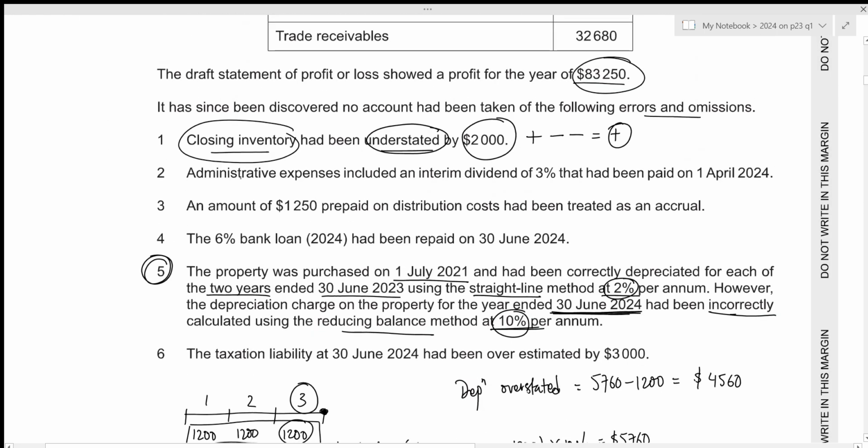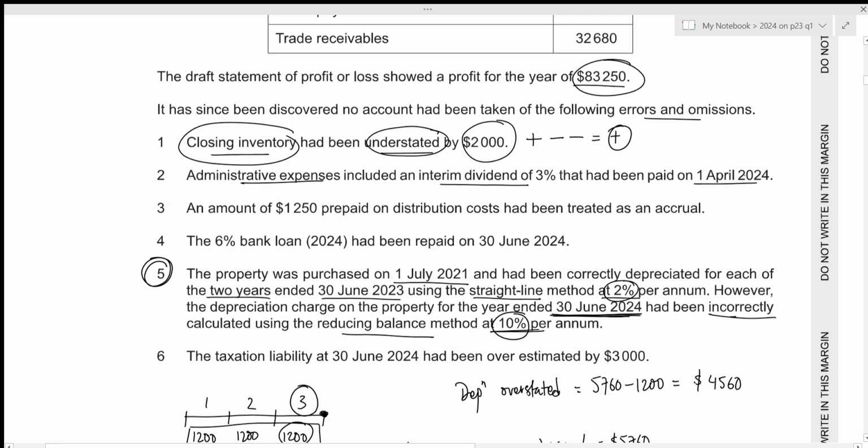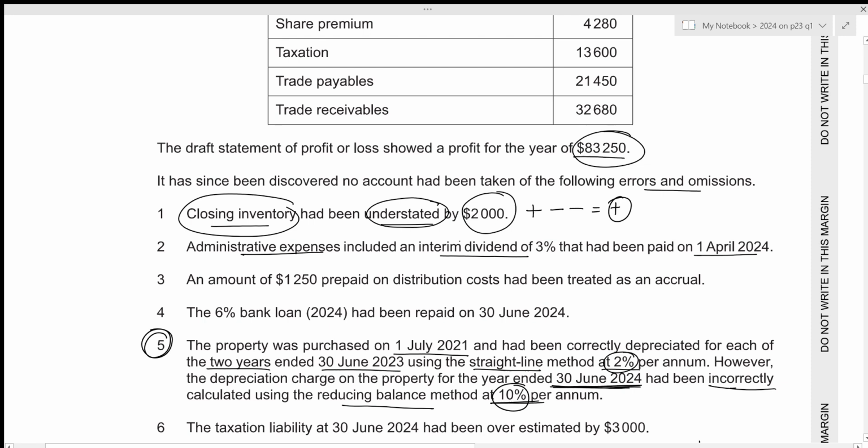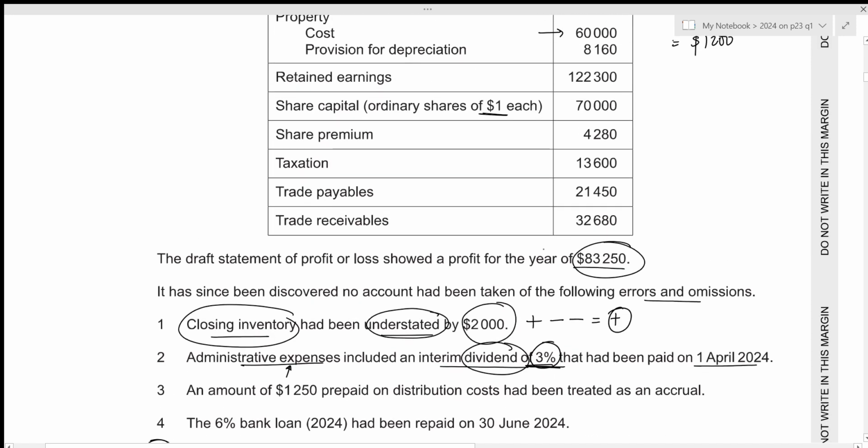Now for the second one, administrative expenses included an interim dividend of 3% that had been paid on 1st April 2024. Remember that dividend should not be included within our statement of profit or loss. It will only be a part of our statement of changes in equity. So that is incorrectly included within our administrative expenses in this case. We first need to figure out the amount of dividend, and the rate in this case is 3%. So whenever we have been given the dividend rate as a percentage, we just need to multiply it to the share capital value instead of the number of shares.